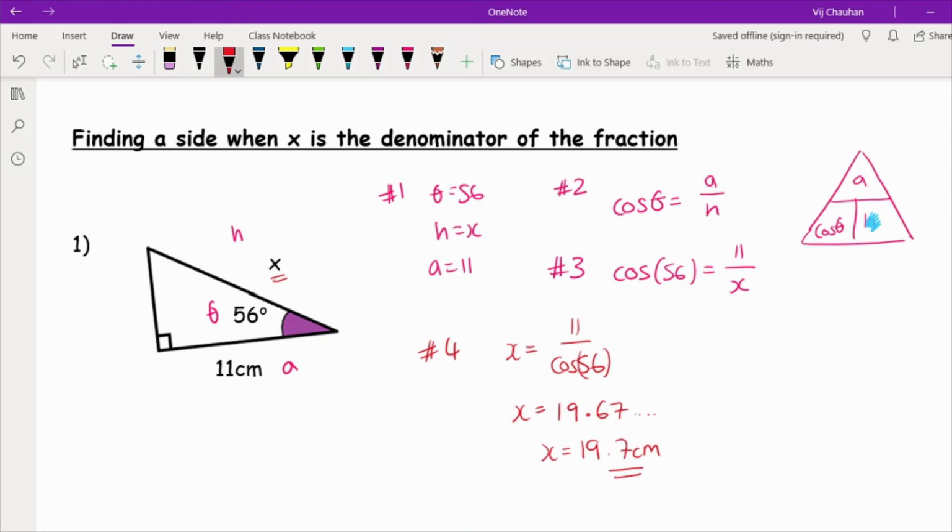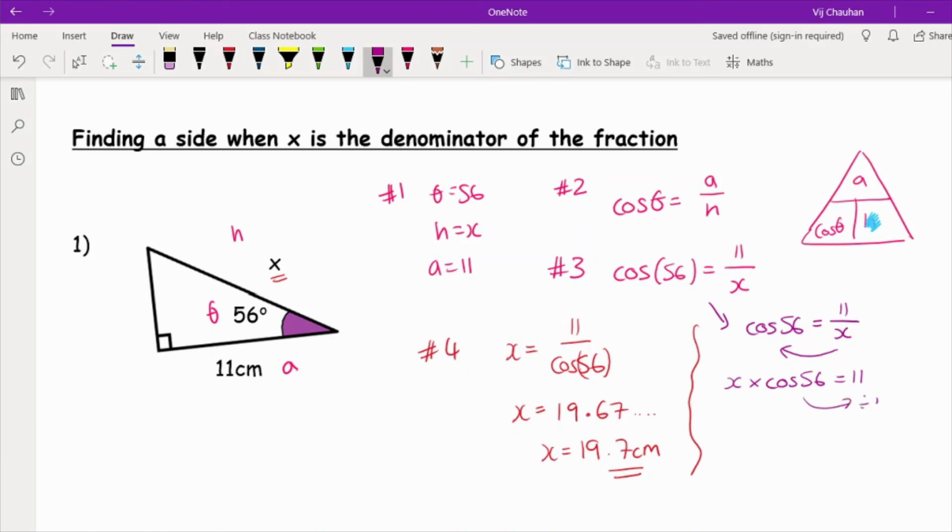Now another way, if you don't want to use the triangle, of looking at this: if I pretend I'm back at step 3, let me get a different colour pen. Take this stage of cos 56 equals 11 over x. If I take the x over to the other side to get rid of the fraction, what I've got is x times cos 56 equals 11. Now I want to find the value of x, so I need to get x by itself. So how do I get rid of this cos 56? Well, what is the cos 56 doing? It's multiplying, so the opposite would be to divide.